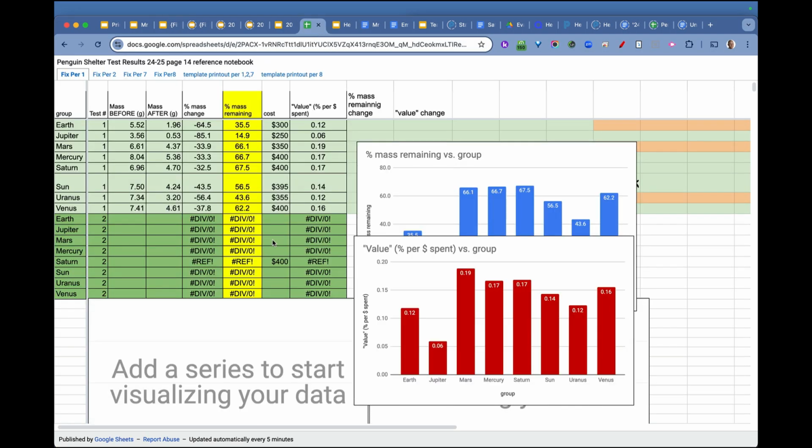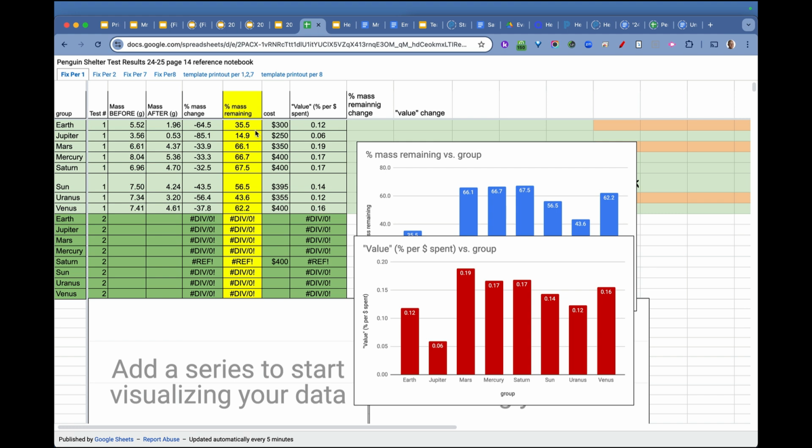Then we copied down the data into their correct period's data table for the mass before, mass afterwards, the percent mass change, and the percent mass remaining. That basically told you how much of the penguin was left over. So the higher the number, the better. We made a graph out of it, indicating that. We recorded the cost of their shelter and took the cost into consideration for the overall value of their shelter.